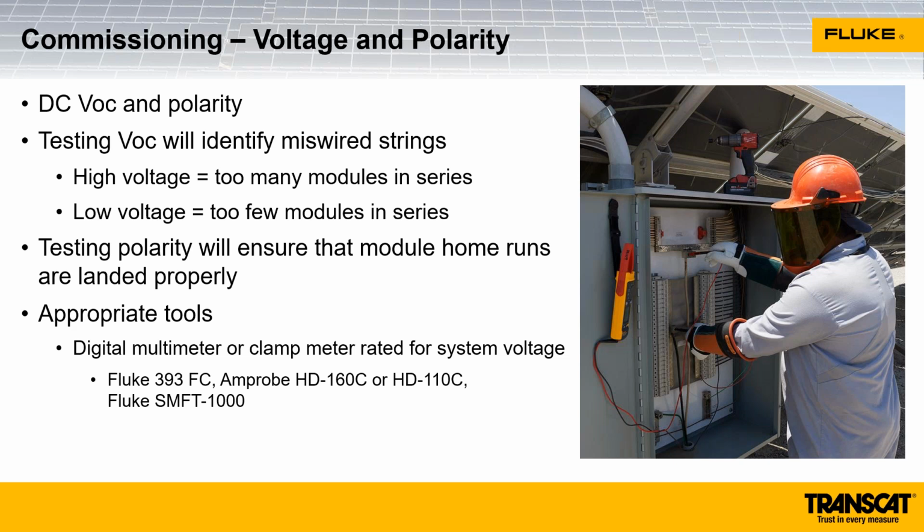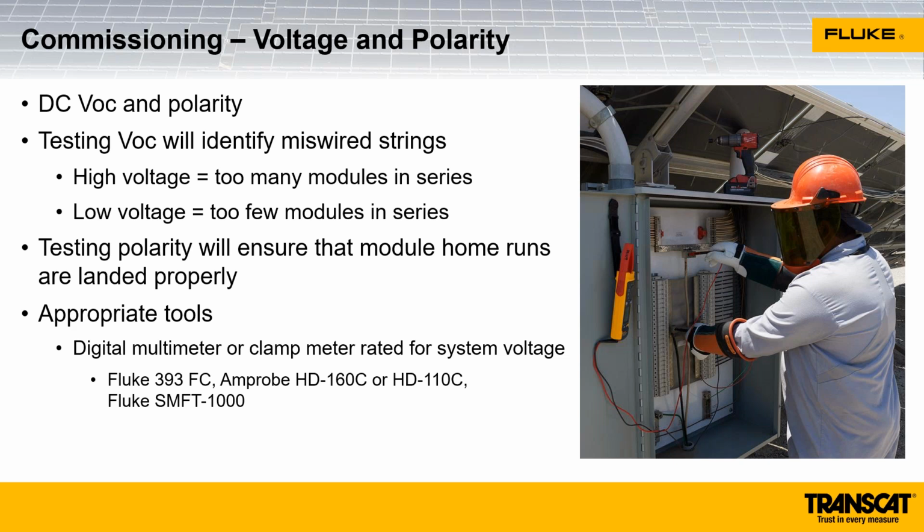We can use many different tools to do this voltage and polarity testing. Any digital multimeter or clamp meter that's rated for the category and the system voltage would be appropriate. In our catalog, we have the Fluke 393 FC clamp meter, which is the one that you can see this technician using there. We have two Amprobe multimeters that are rated for 1500 volts. That's the HD160C and 110C. And then our SMFT 1000 will also test for both short circuit current, open circuit voltage, and polarity.